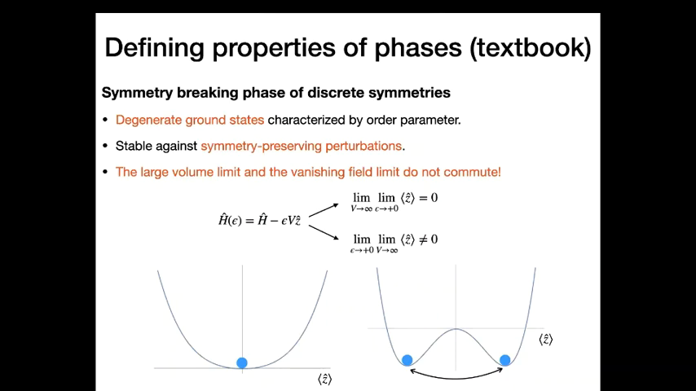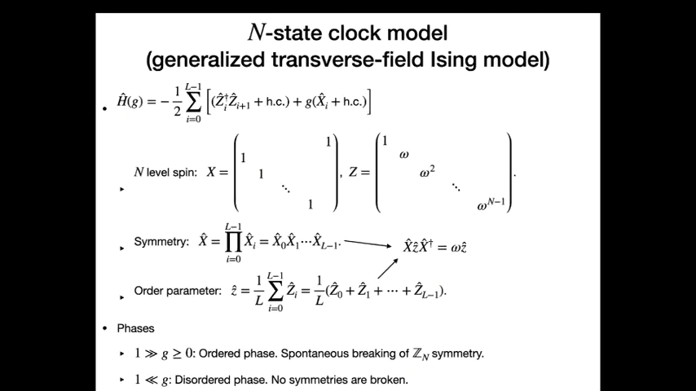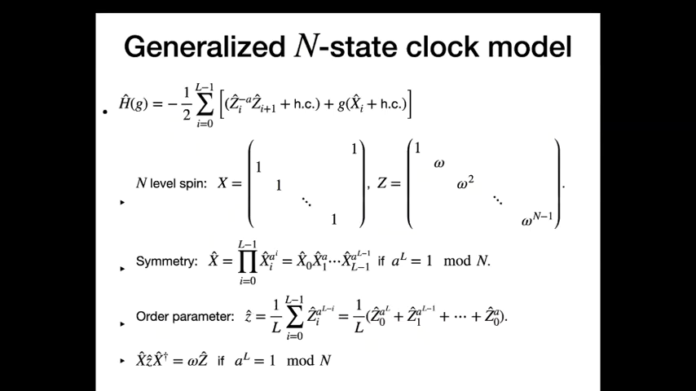If you first set the symmetry breaking field to 0, and then take the large system size limit, then it is always 0. But in the other order of limits, you will see spontaneous magnetization. So what I'm proposing here is to do the same thing for this Ising-type model. I have a generalized model for any level spins, and I have a parameter A.